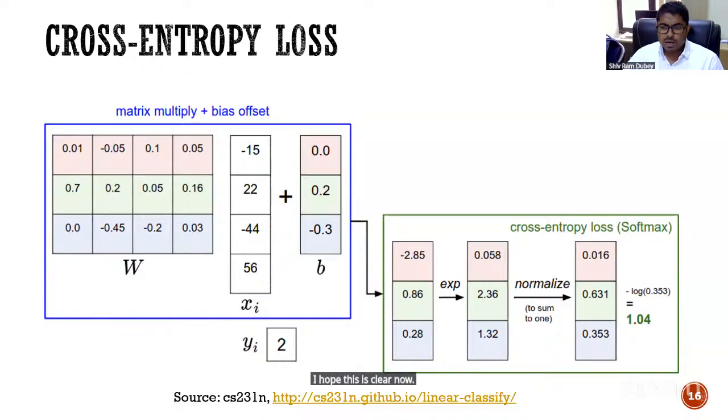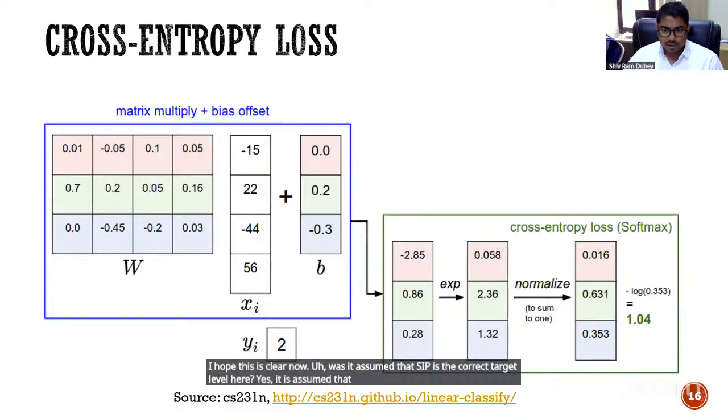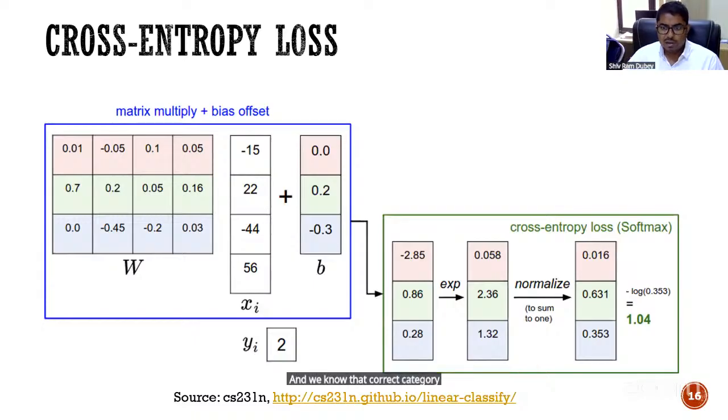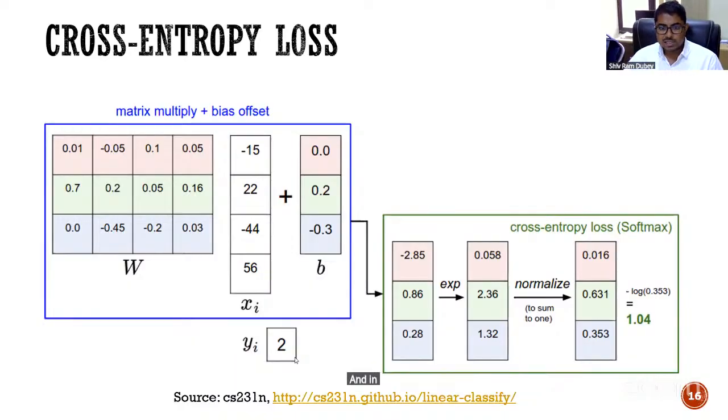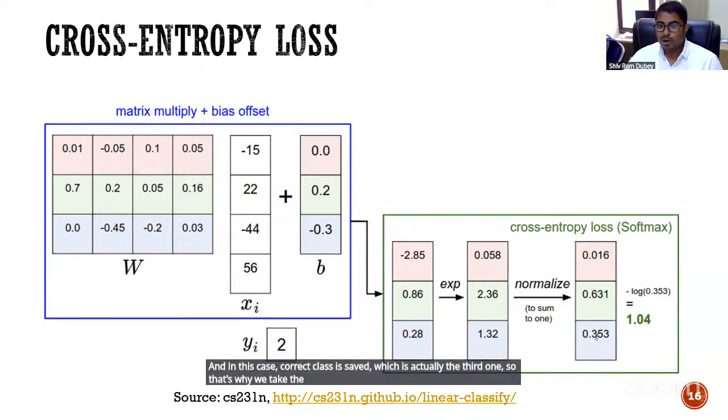Was it assumed that SIP is the correct target level here? Yes, it is assumed to be the correct target because we assume that it comes from the training data, and we know that the correct category is SIP, for example. How to compute cross entropy? Cross entropy is computed as minus log of the probability of the correct class. In this case, the correct class is SIP, which is the third one. So that's why we take the minus log of 0.353.